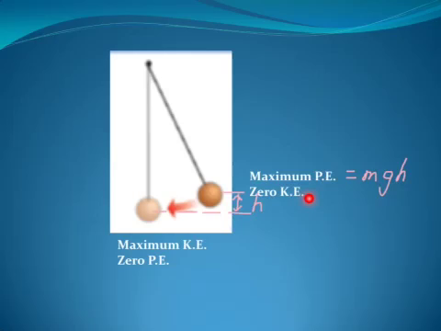Upon release, it will swing from that position to that position. When it gets there, the potential energy is 0, or changed into kinetic, so kinetic is maximum. And as it swings towards the other side, the reverse happens. It goes back to that position.